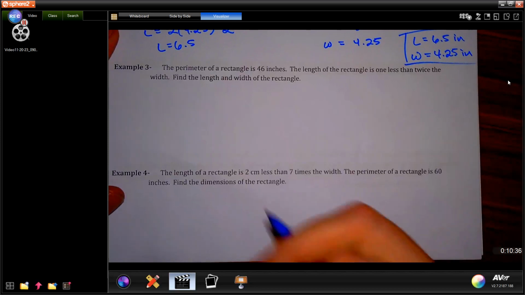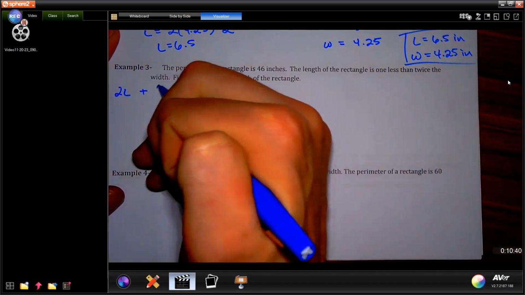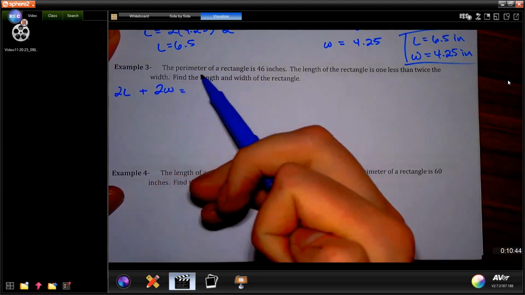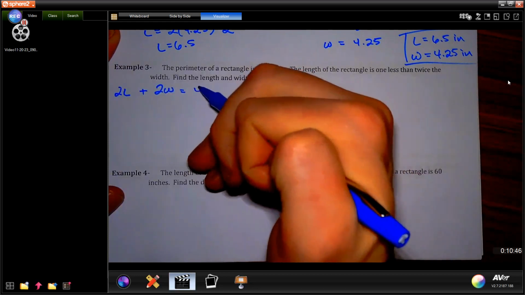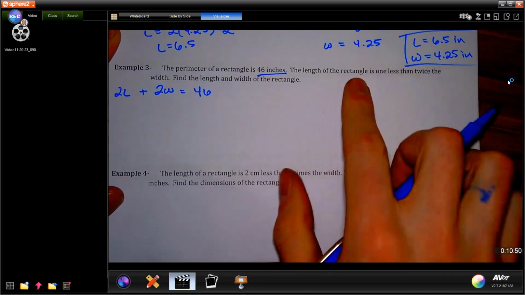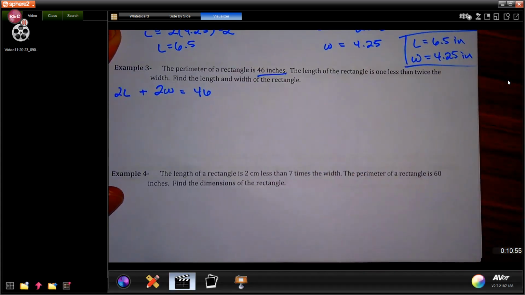All right, again, first thing that I'm going to do is I'm going to write out that first equation. 2L plus 2W is equal to whatever the perimeter is. Let's read out the question. The perimeter of a rectangle is 46 inches. There we go, right there. The length of this rectangle is 1 less than twice the width.